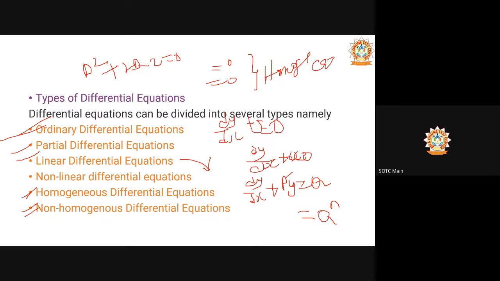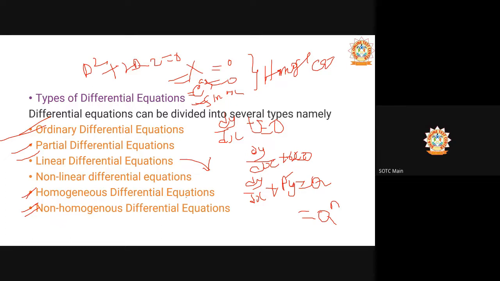Let us suppose this is not equal to 0. After the equal to, let us suppose there is some capital X, for example e power ax, sin ax, cos ax, like that. If the right side equals something, then that type of differential equation is a non-homogeneous differential equation, right?